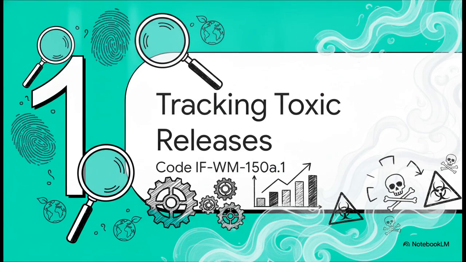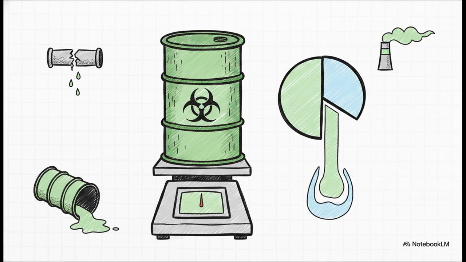All right, moving right along to Section 1, Tracking Toxic Releases, under code IF-WM-150A.1. And this brilliantly illustrates the real detective work of our explainer. Let's look at the actual metrics auditors use to track a company's environmental footprint. Under this specific metric, the standard forces companies to show their cards. A company has to report its total toxic release inventory, or TRI, measured in metric tons. But it doesn't stop there. They also have to disclose the exact percentage of that inventory that was released into the water supply.